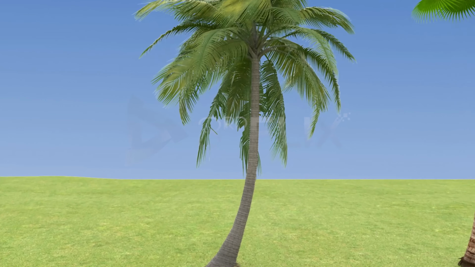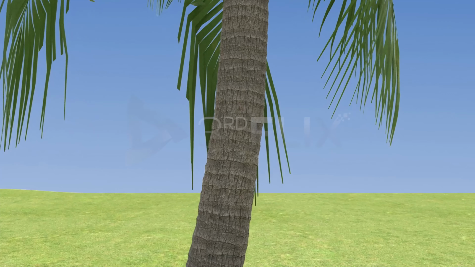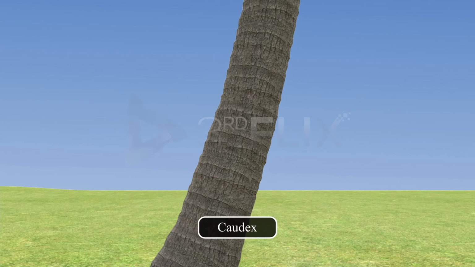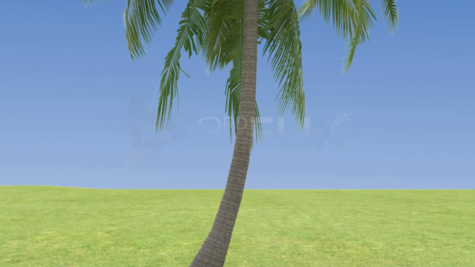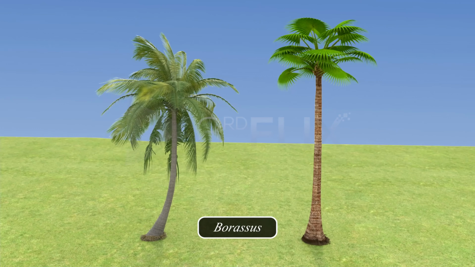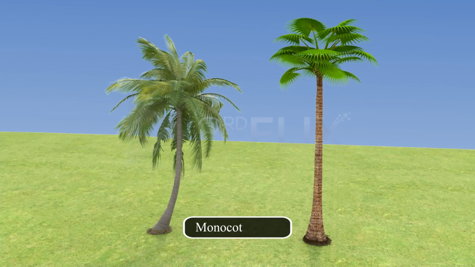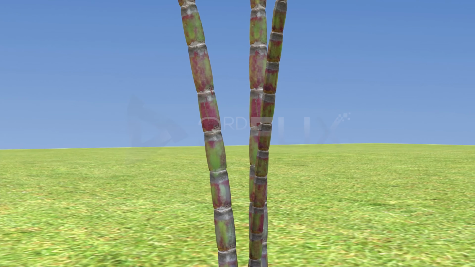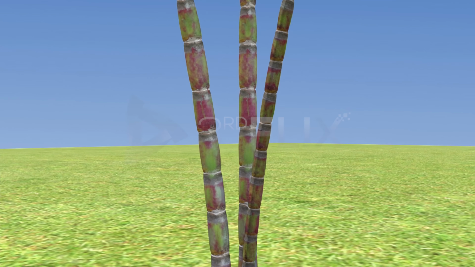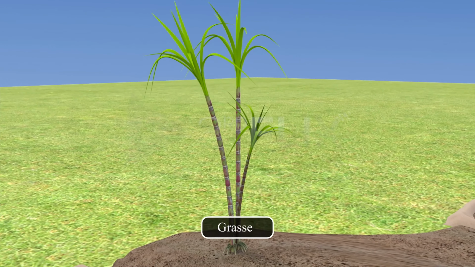Forms of stem. The unbranched, erect, stout cylindrical stem, having scars and remnants of fallen leaves, is called caudex. Caudex stem is seen in Cocos and Borassus. These genera belong to the family Palmae. Palmae is a monocot family. A stem with hollow internodes and solid prominent nodes, a jointed stem, is called as culm. Culm is seen in grasses.